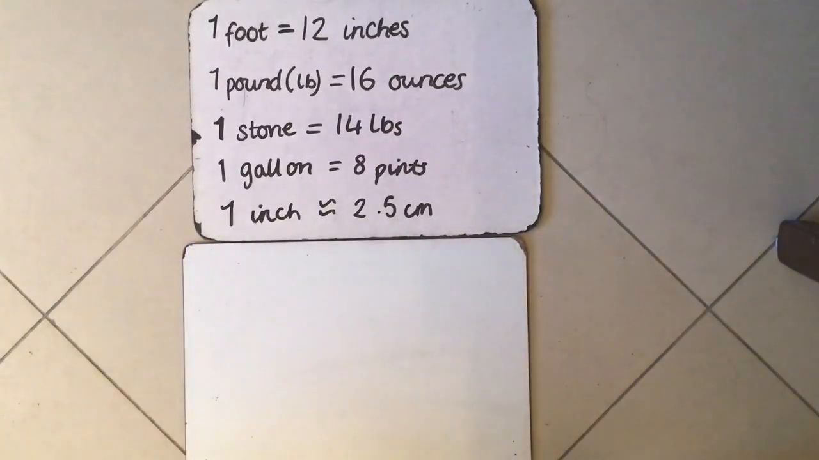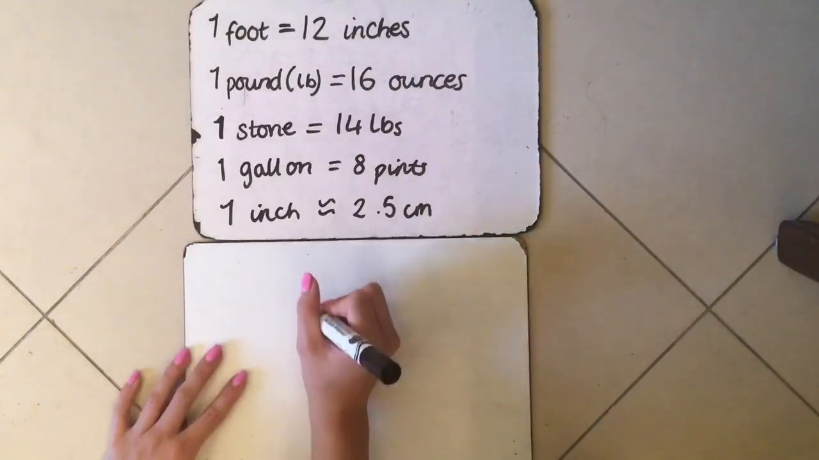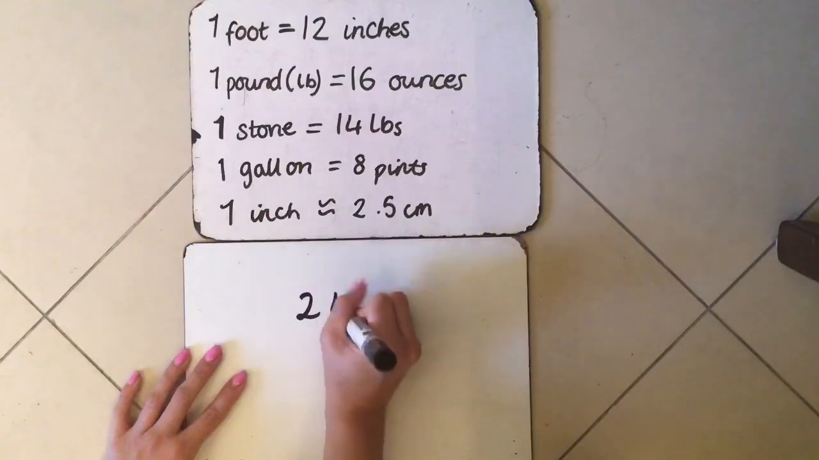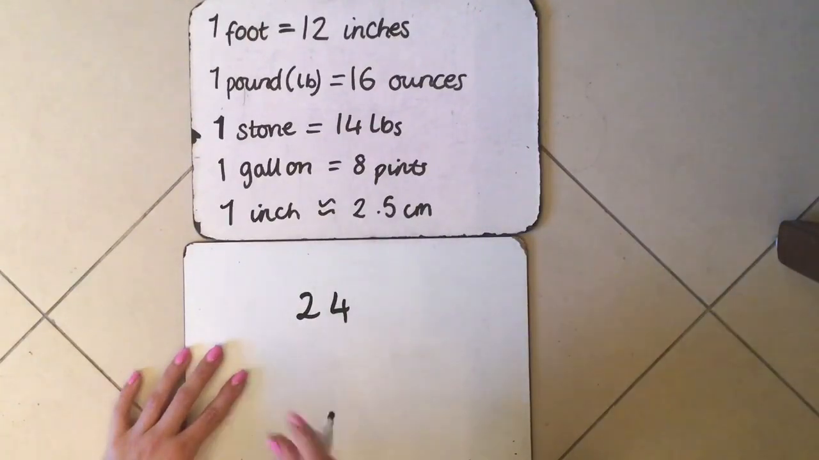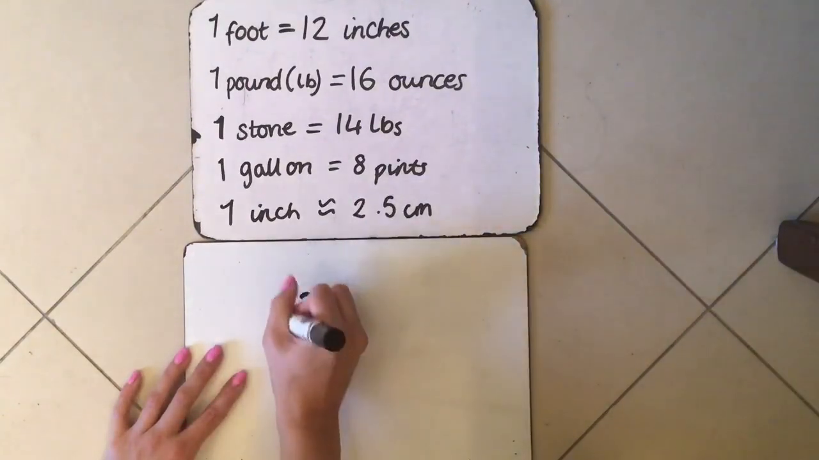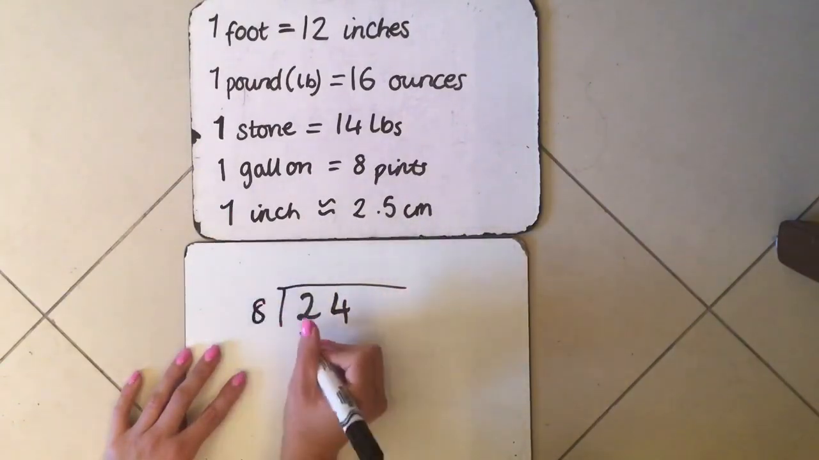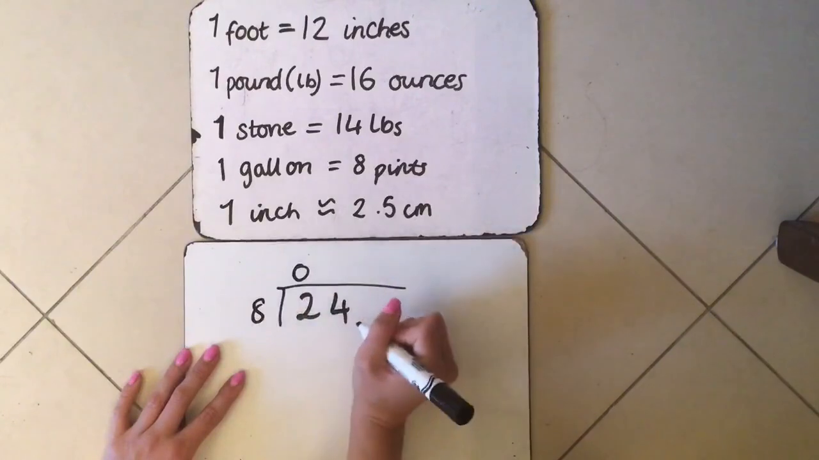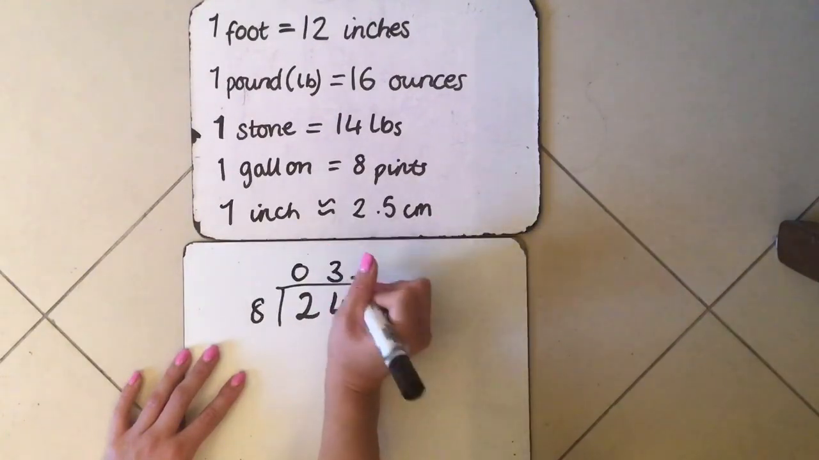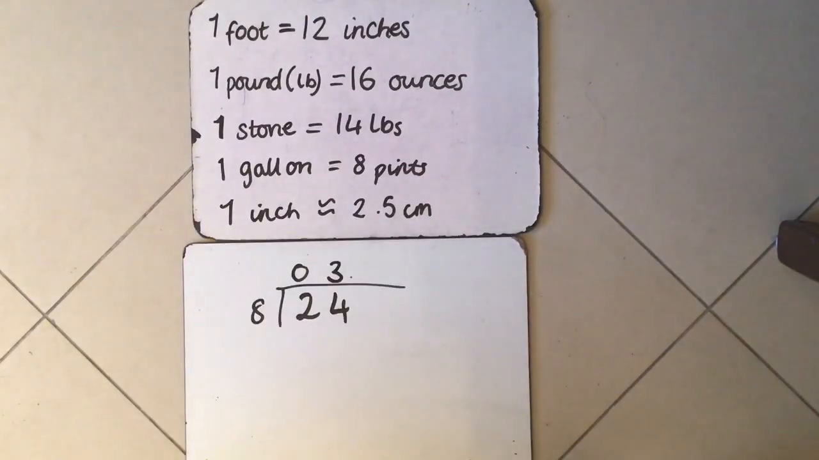Let's do pints and gallons. Let's say I've got 24 pints and I want to find out how many gallons it is. I'm going to have to divide by 8 because that's how many pints are equivalent to a gallon. 8's into 2, 8's into 24. So 3 gallons is the same as 24 pints.